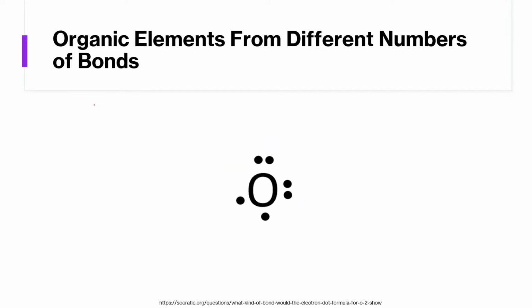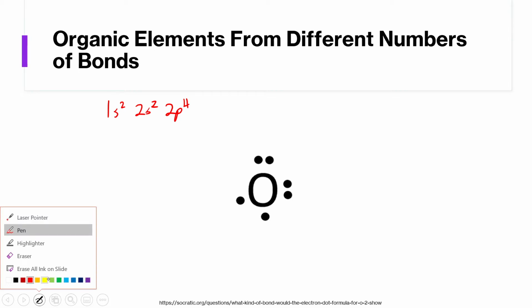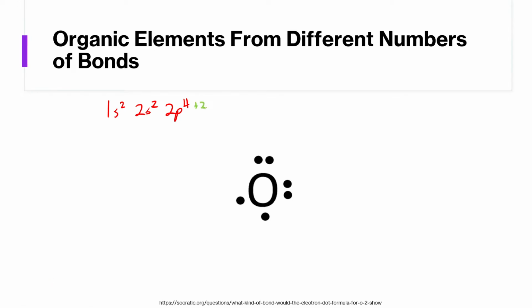That's got to do with its total number of electrons and its electron configuration, which is 1s2, 2s2, and 2p4. Now the oxygen only needs 2 additional electrons, which means that it will end up forming 2 bonds with other substances. In fact, that explains what happens when it bonds with hydrogen to form water.